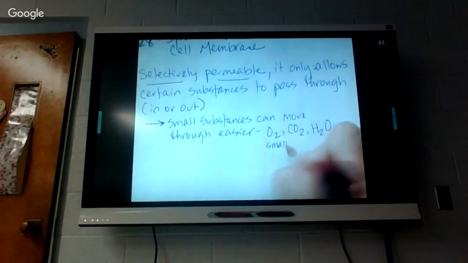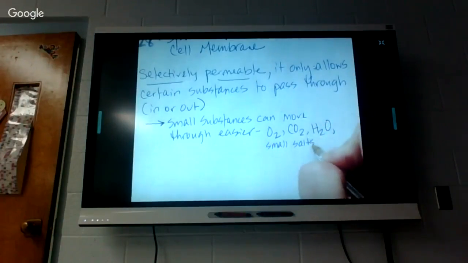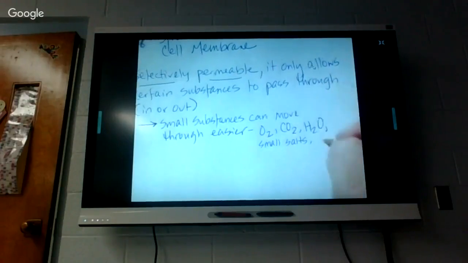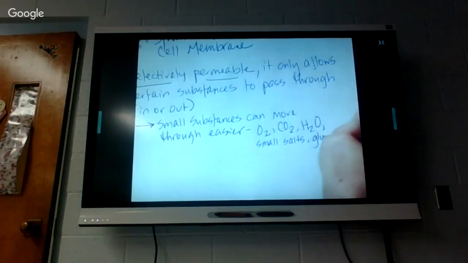Small salts. Y'all lose electrolytes, right? You sweat them out. My power went out last night. Okay, what's that have to do with this? Oh, you said electric. I said electrolytes, salt.